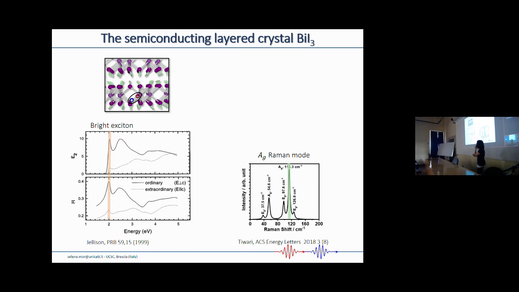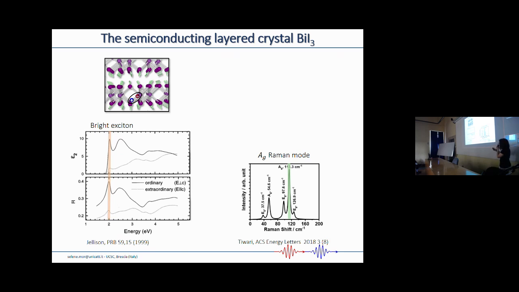Just a few words about the material. Bismuth triiodide is a single crystal which exhibits van der Waals stacked layers. The complex part of the dielectric function shows a bright exciton at 2 eV, which is reflected in the reflectance spectrum shown here. So you see this sharp feature at 2 eV in the reflectance corresponding to the exciton transition.